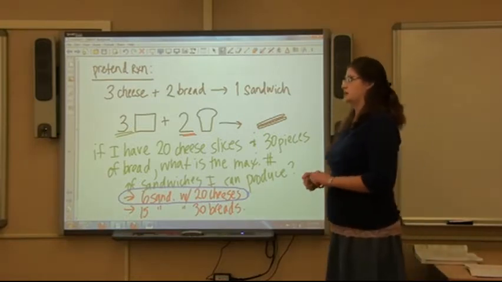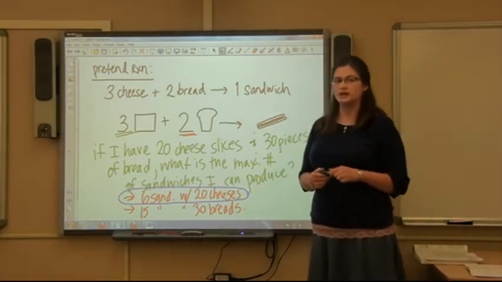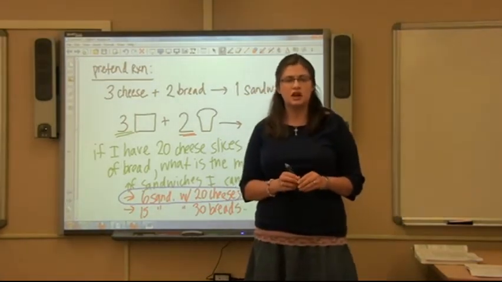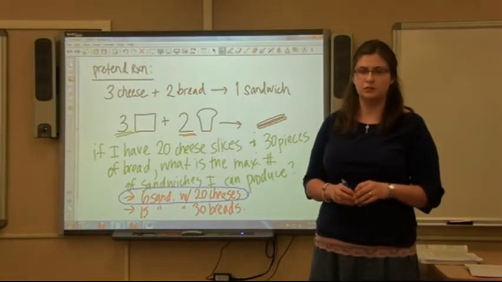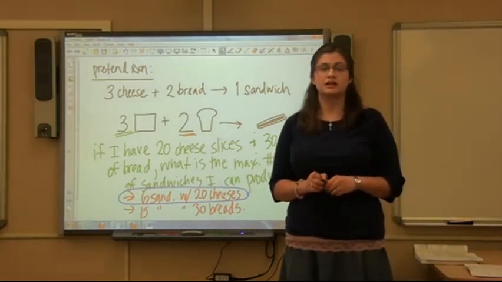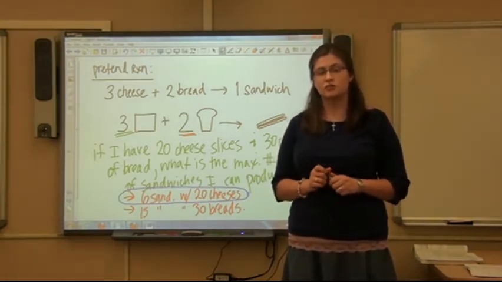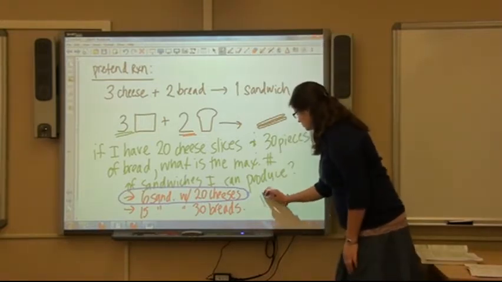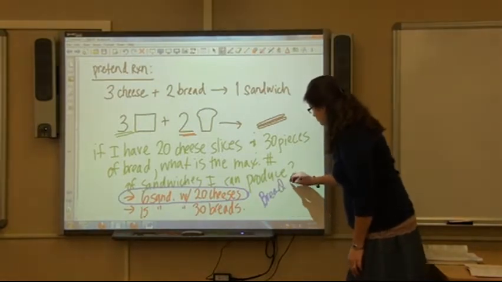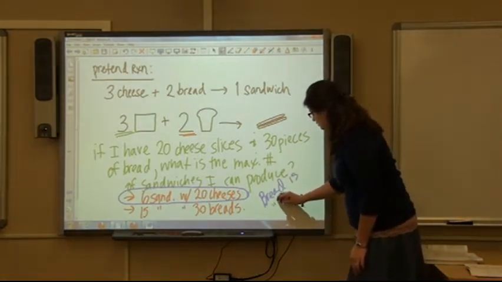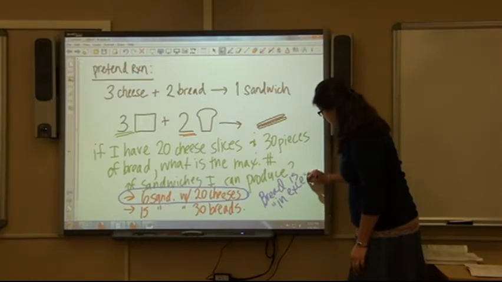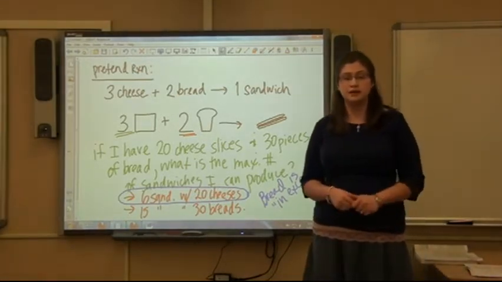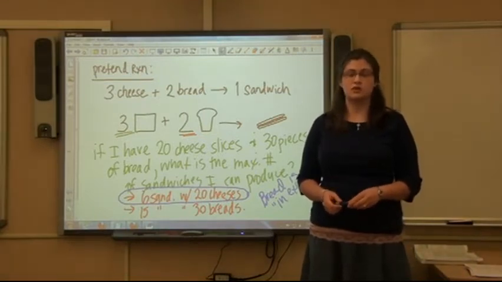Now, in my example here, what happens to the remaining reactants that aren't used up? Like those 2 extra pieces of cheese and all of those other slices of bread. What happens with that? Well, in a chemical reaction, that's called when you have reactants in excess. So in this case, bread is in excess. That means you have an overabundance of bread and it's going to go unreacted.